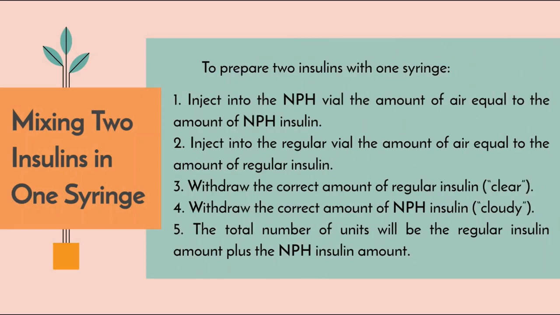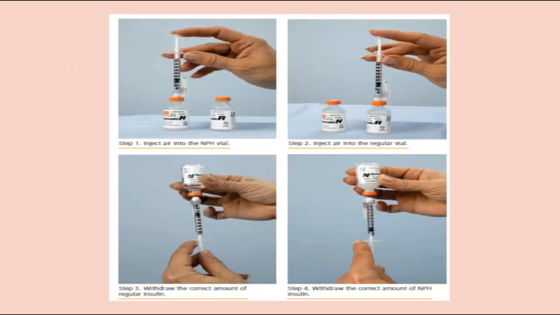To prepare two insulins with one syringe, first, inject into the NPH vial the amount of air equal to the amount of NPH insulin. Second, inject into the regular vial the amount of air equal to the amount of regular insulin. Third, withdraw the correct amount of regular insulin, the clear one. Fourth, withdraw the correct amount of NPH insulin, the cloudy one. And then fifth, the total amount of units will be the regular insulin amount plus the NPH insulin amount. Here is a visual presentation of how to mix two insulins in one syringe.